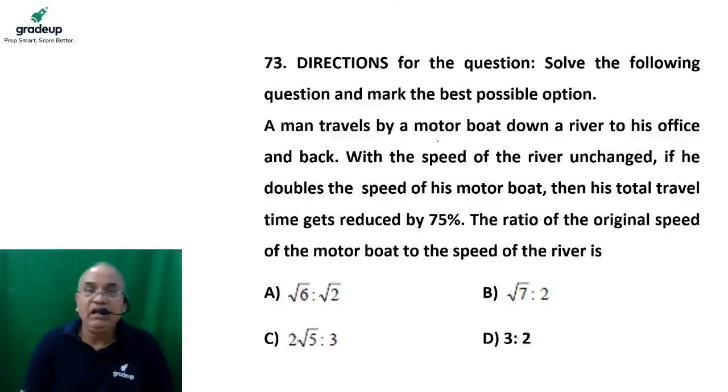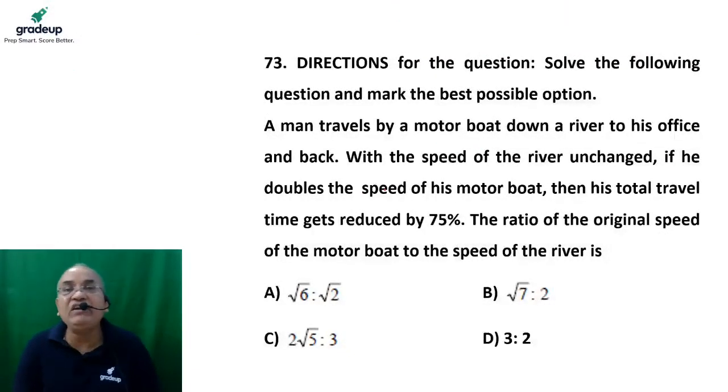It is given a man travels by a motorboat down a river to his office and back with the speed of river unchanged. If he doubles the speed of his motorboat, then his total travel time gets reduced by 75%. The ratio of the original speed of the motorboat to the speed of the river is. Okay, it is a very good question.